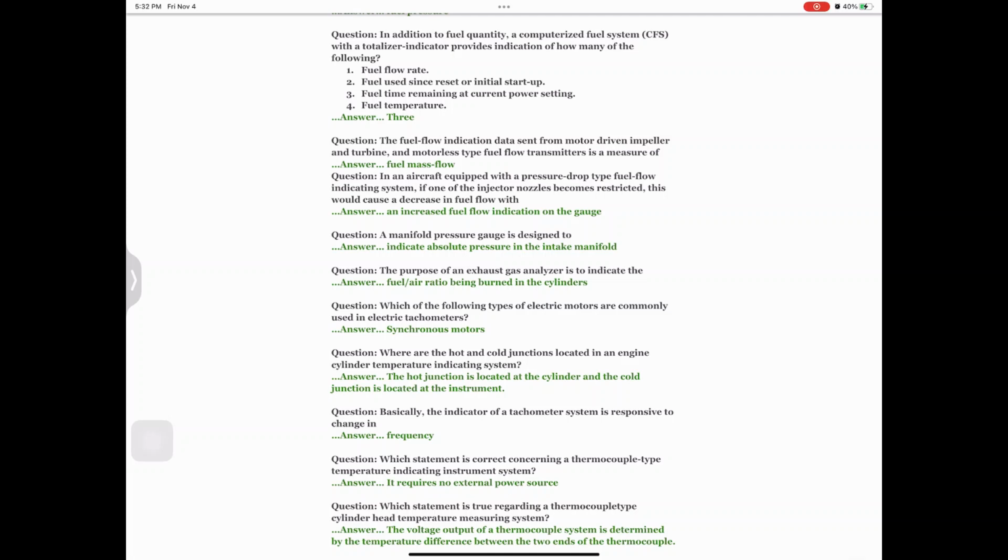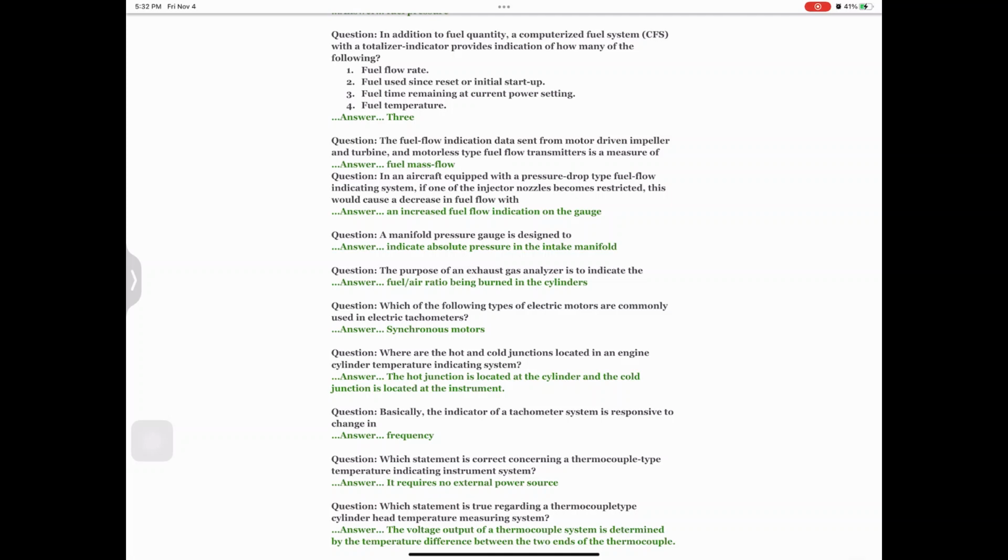Question: in an aircraft equipped with a pressure drop type fuel flow indicating system, if one of the injector nozzles becomes restricted, this would cause a decrease in fuel flow with, answer, an increased fuel flow indication on the gauge. Question: a manifold pressure gauge is designed to, answer, indicate absolute pressure in the intake manifold. Question: the purpose of an exhaust gas analyzer is to indicate the, answer, fuel-air ratio being burned in the cylinders.